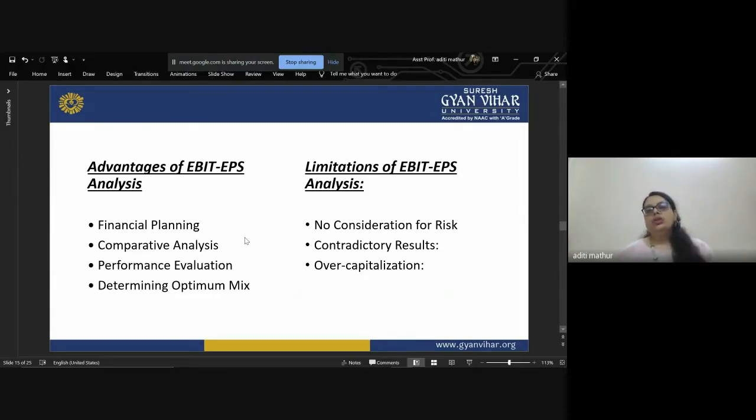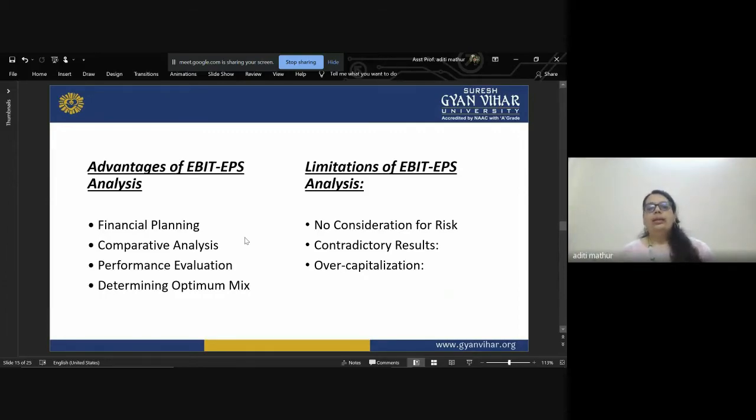Now let's just discuss the limitations associated with this analysis. The first limitation is that there is no consideration of the risk element in this entire process of calculating the EPS. We have eliminated the concept of risk in this approach, right? We have not talked about the business risk. We have not considered the market risk, the industry risk, right? And the different types of risk. So this is one of the limitations, that we ignore the risk component, which is practically not possible.